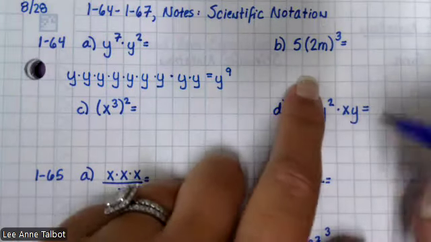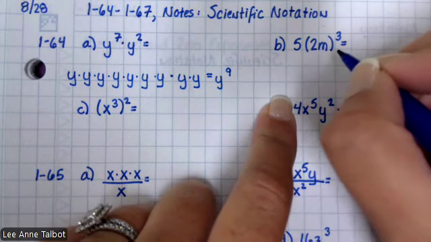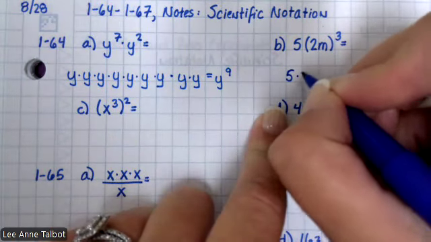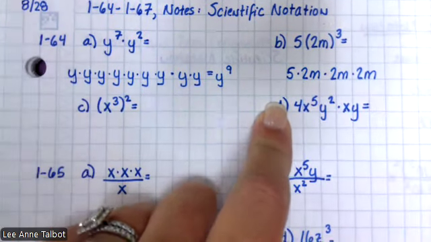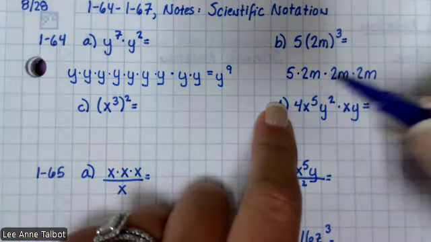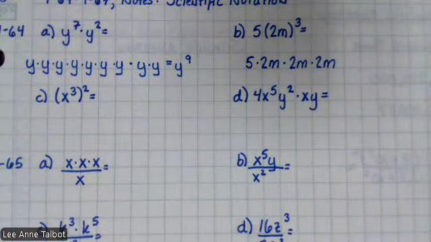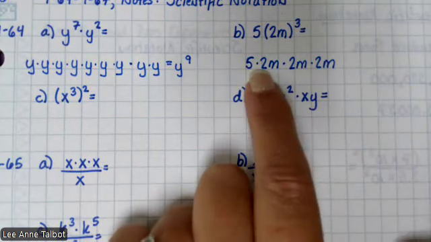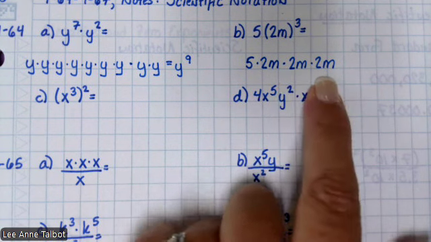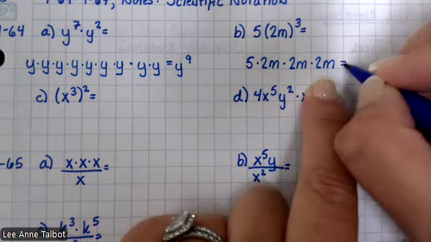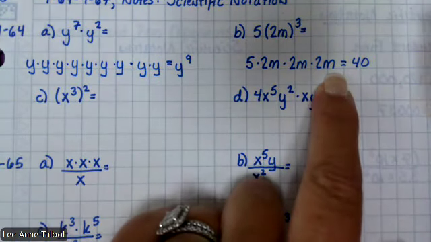Okay, now B. B is very important because I want you to notice the 3 is only on this part. So it's 5 times 2m times 2m times 2m. Only the 2m part repeats 3 times. Okay, what's 5 times 2? 10 times 2, 20 times 2, 40. And then how many m's? 3.